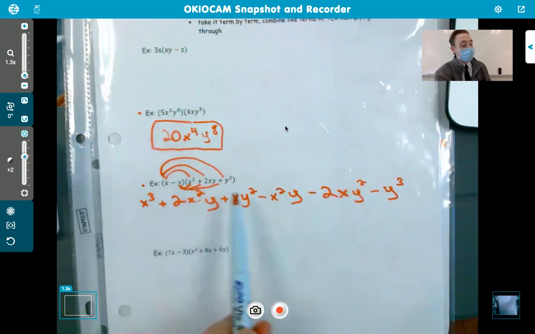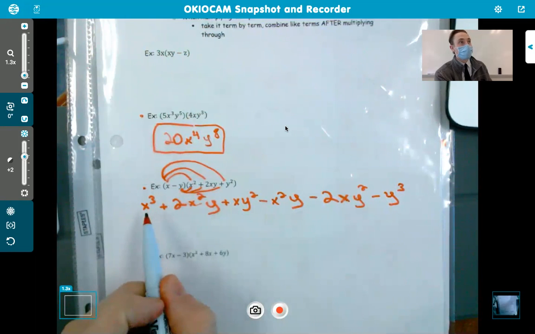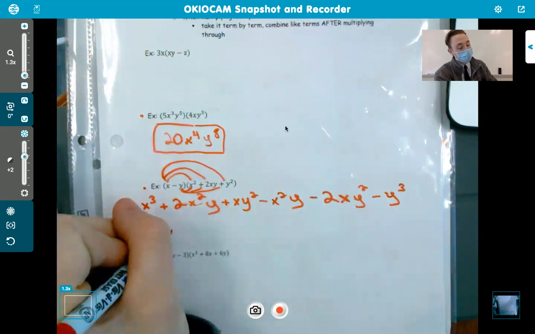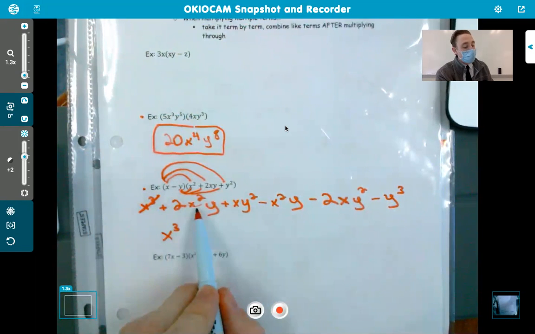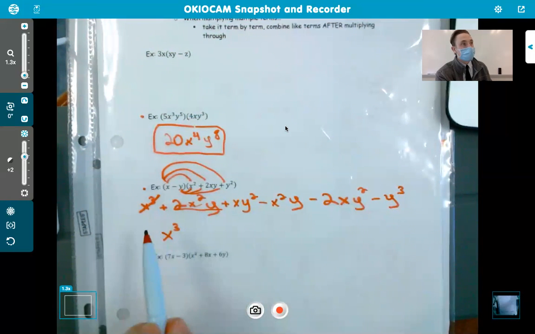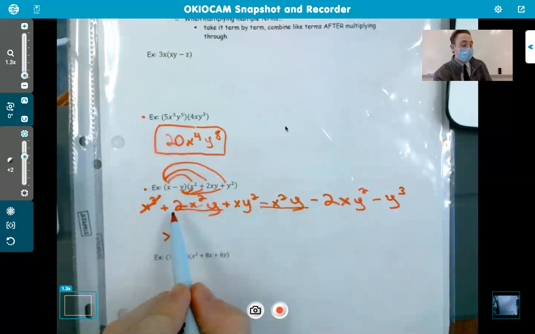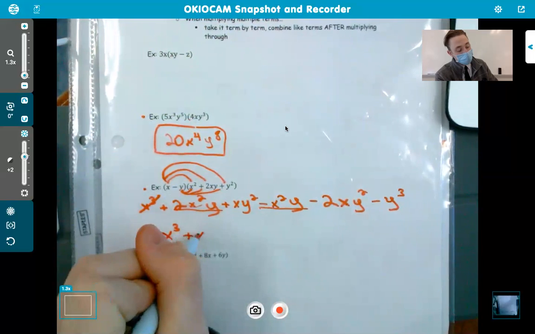Now what I want to do is combine any like terms, okay? Is there another x cubed term throughout here, or do I just have one x cubed term? Just one. So I'll leave that alone. I'll rewrite it. Is there another x squared y term that I might be able to combine with this term here? Yes. Yeah, right? I have a negative x squared y. So I have 2x squared y minus 1x squared y, which is just going to give me x squared y.